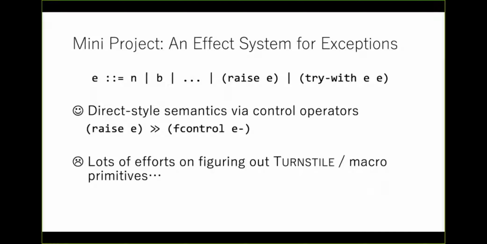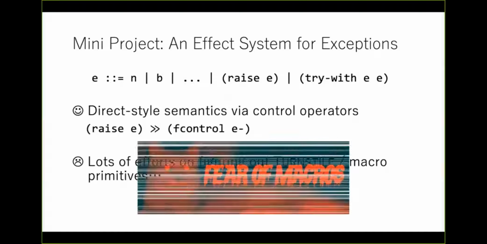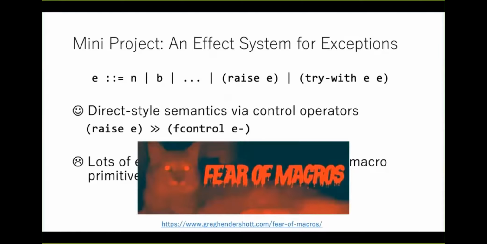Using Turnstile, our student Naoya built a simple type and effect system for exceptions. A good thing with using Turnstile is that Naoya could use Racket's control operators to give a direct style semantics. But what's unfortunate is that Naoya had to spend a lot of time figuring out how to use macro-related primitives, and that was a somewhat painful journey.